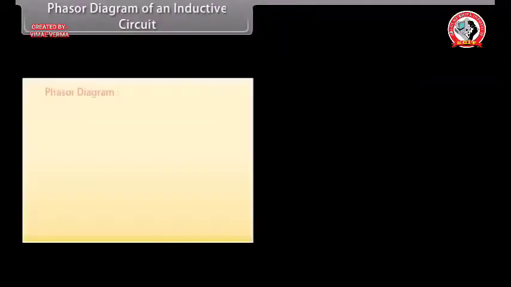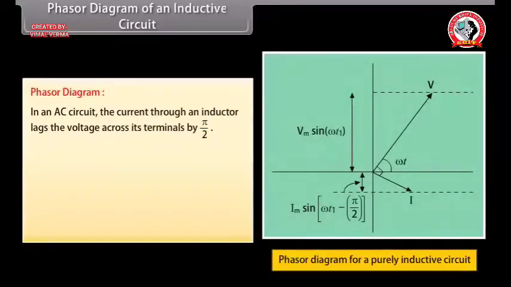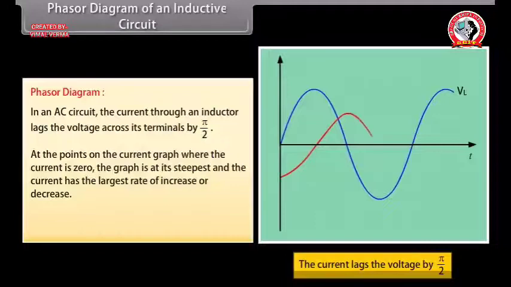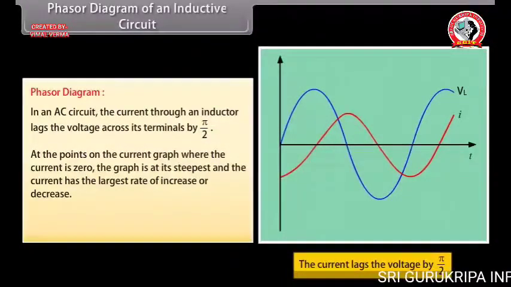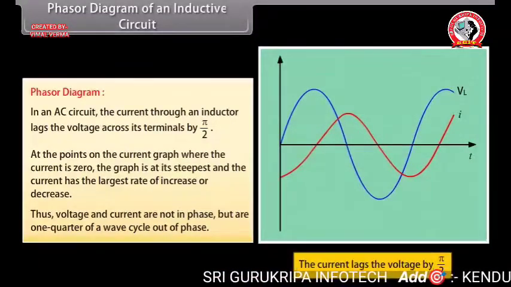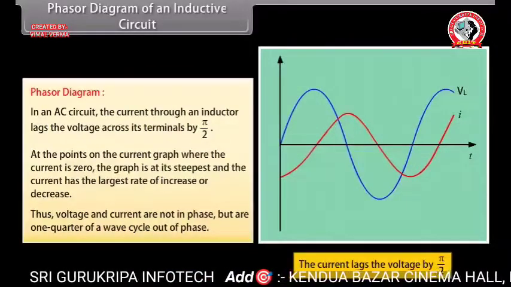Phasor diagram of an inductive circuit. In an AC circuit, the current through an inductor lags the voltage across its terminals by pi by 2. At the points on the current graph where the current is 0, the graph is at its steepest and the current has the largest rate of increase or decrease. Thus, voltage and current are not in phase, but are 1/4 of a wave cycle out of phase.